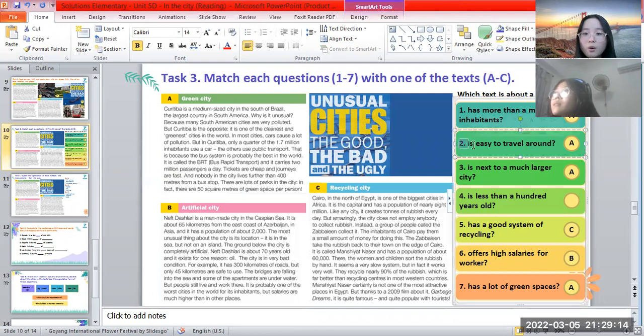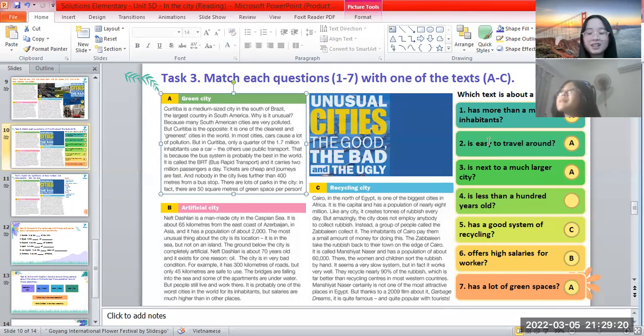Question number 2, which text is easy to travel around? Okay, we're going to look from paragraph A again. I think it is A because paragraph A mentions the transport, public transport. So I think it is easy to travel, but let's look at some information.